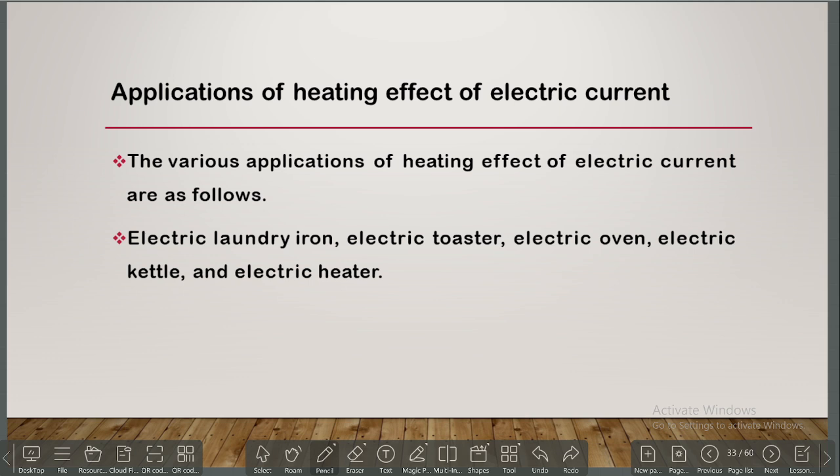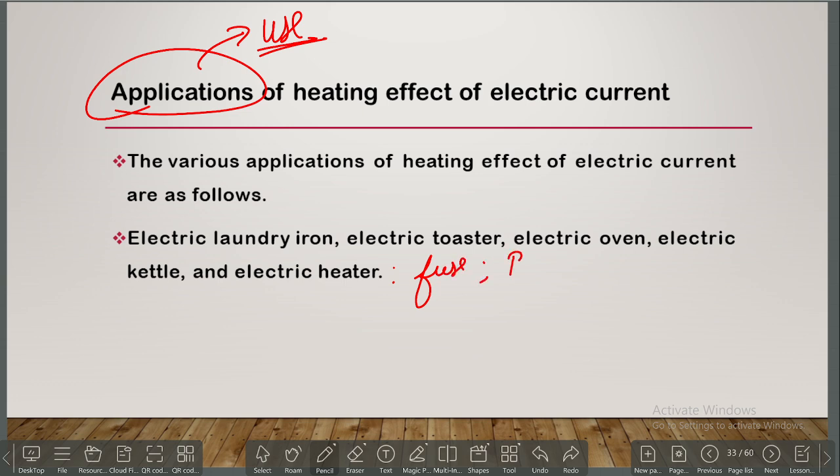Next, applications of heating effect of electric current. Application in the sense of our day-to-day life, where we use this effect. In what places do we use this? Electric laundry iron, electric toaster, electric oven, electric kettle, and electric heater. Apart from this, there are two more appliances: one is the fuse, and another one is the electric bulb. These are the two important applications we will be learning in this chapter.